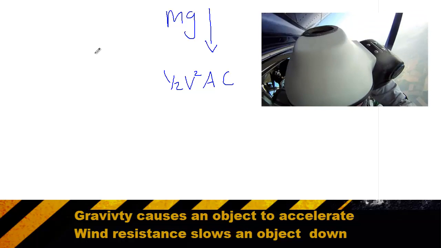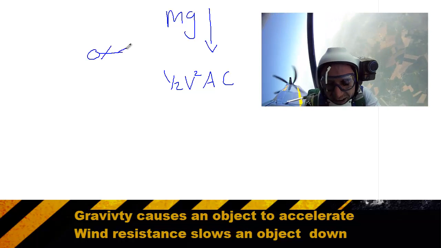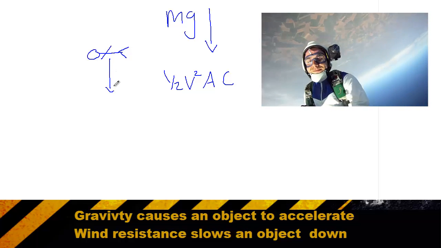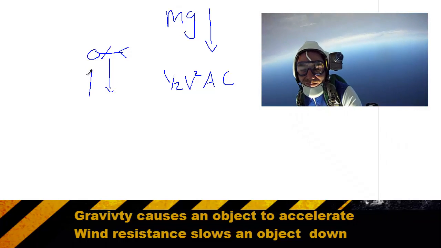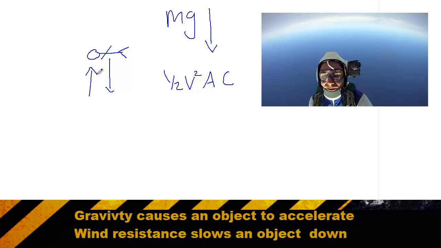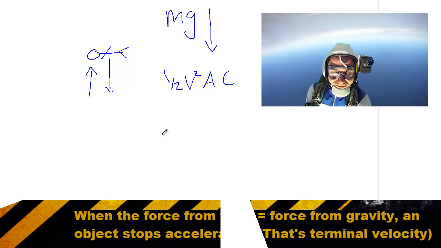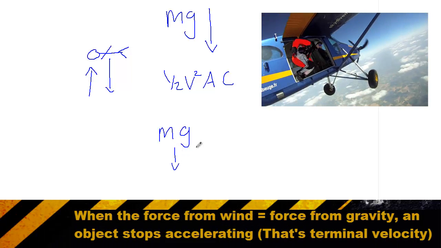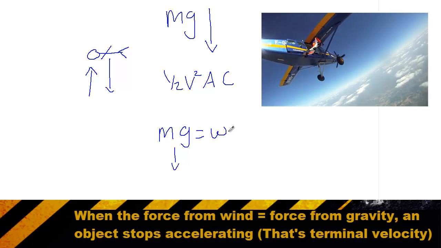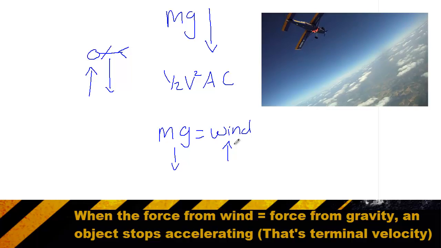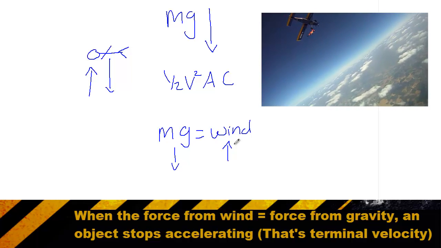As someone falls, you have two forces acting upon them. You have a force, mass times gravity, pushing them down, and then you have a force, wind resistance, pushing them up. Initially, wind resistance only slows you down. Eventually, you get to a point where the mass times the gravity pushing you down is going to be equal to the wind resistance pushing you up. When that happens, we say you have a net force of 0.